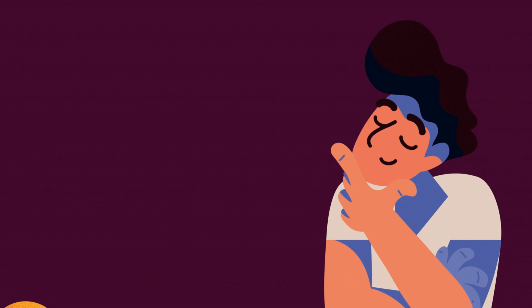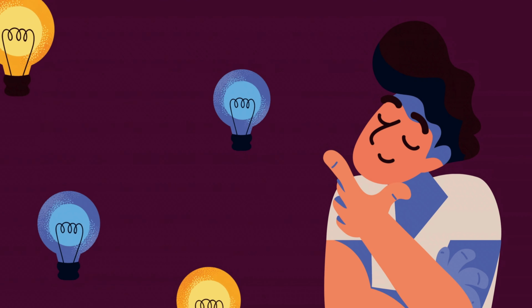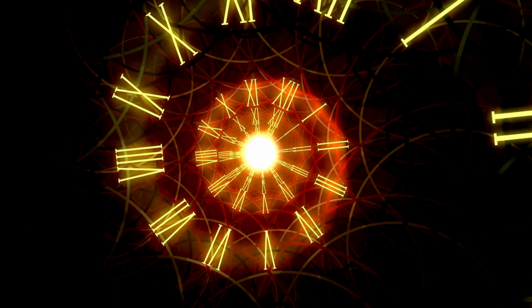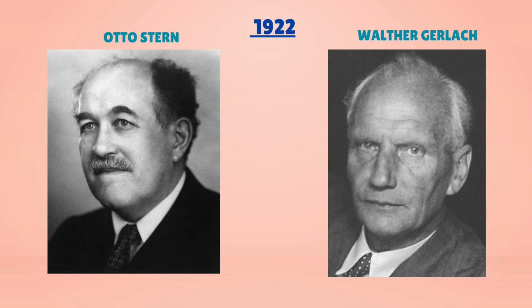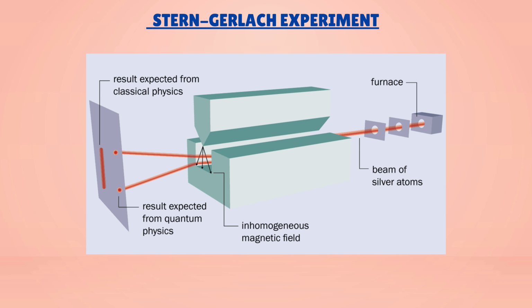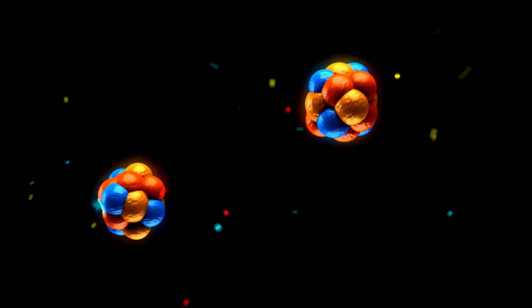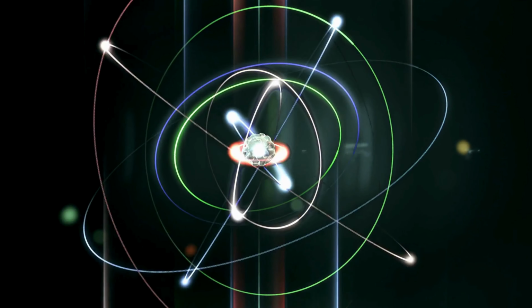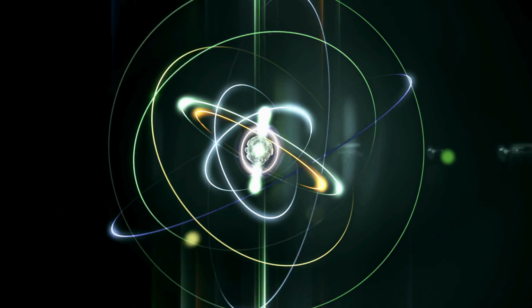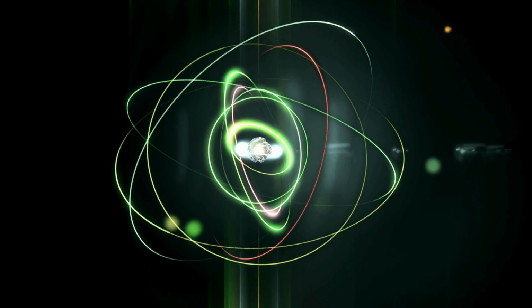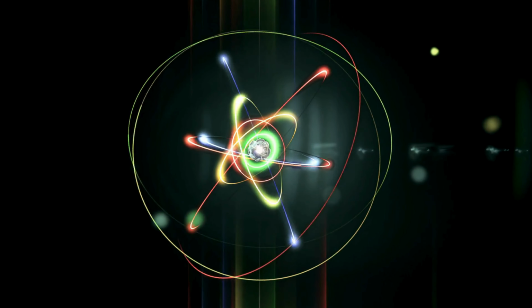Now, how did scientists figure out this concept? For that, we need to time travel back to 1922 and meet two brilliant physicists, Otto Stern and Walther Gerlach. In their famous Stern-Gerlach experiment, scientists shot silver atoms through a magnetic field. Instead of making one line, the atoms split into two lines. This happened because the atom's electrons have a property called spin, which can be either spin up or spin down. The experiment showed that particles like electrons can have different spin states.